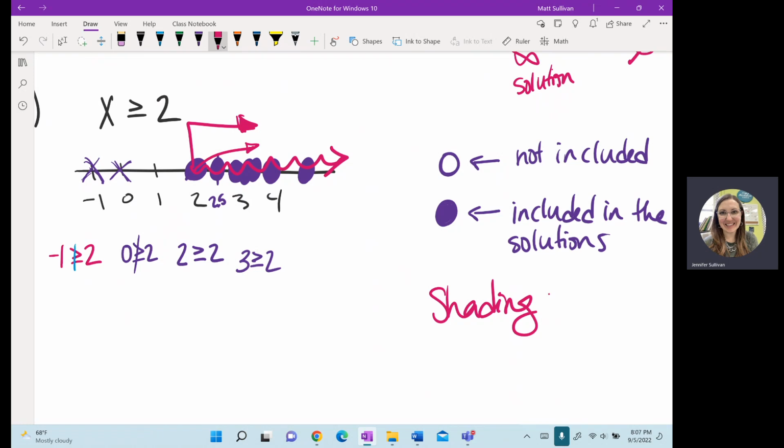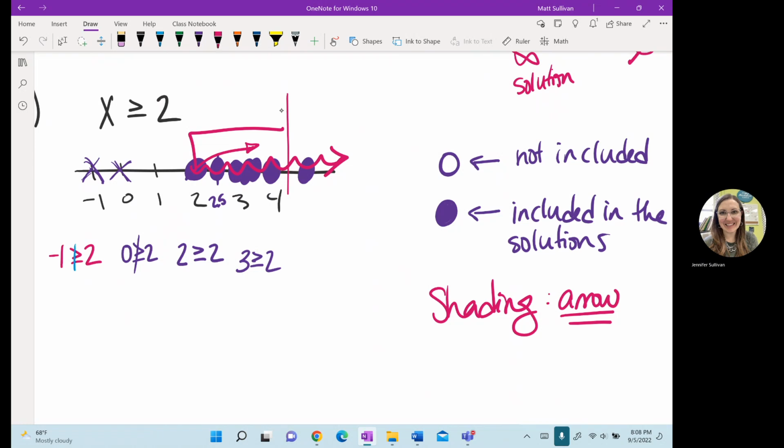What I am picky about, though, is the arrow. I'm looking for an arrow because if I don't see the arrow, then that tells me that wherever my line stopped, that's where my solutions stop. The arrow tells me that the solutions go on forever and ever. And so I am picky about that being in your solutions.